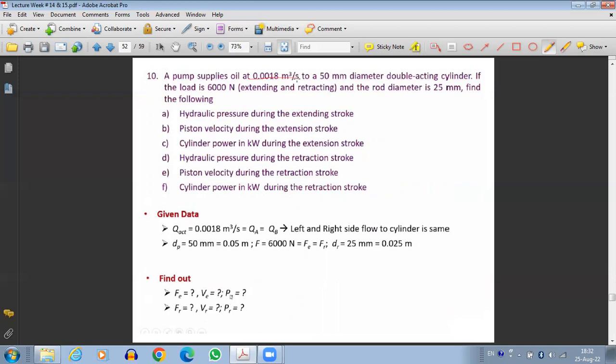What will be the hydraulic pressure required during the extending stroke, piston velocity during the extension stroke, cylinder power in kilowatt during the extension stroke, hydraulic pressure during the retraction stroke, piston velocity during the retraction stroke, and the cylinder power during the retraction stroke. So we have the force with us, we have the volume flow rate with us, and we have the diameters of the piston and the rod. So we need to find out the hydraulic pressures, the piston velocity, and the power.